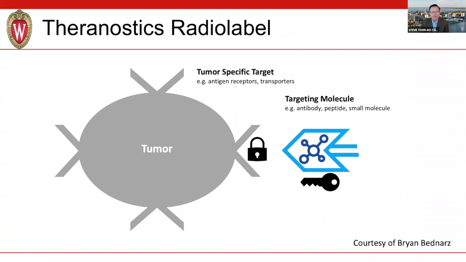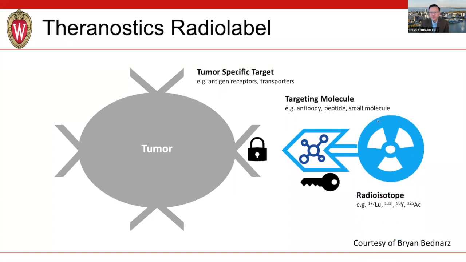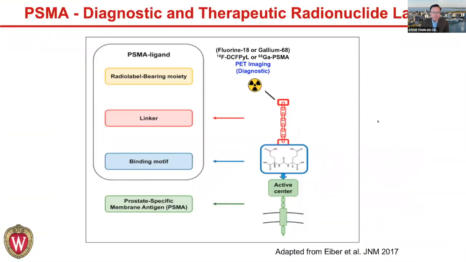So for instance, as you can see here, you have a tumor that has a specific target, a specific antigen, receptor or transporter, and then you have a molecule that targets that. This is a schema and a concept that I'm sure you're all aware of and probably actively involved in investigating. However, what we have is a radioisotope labeled to this targeting molecule that allows for both imaging and therapy. That's illustrated here.